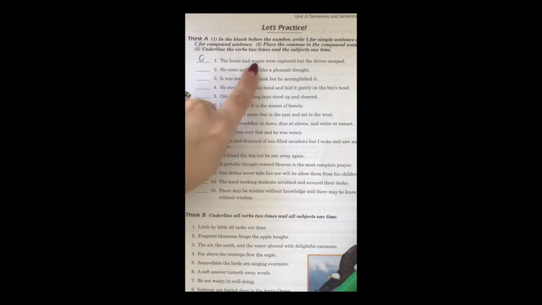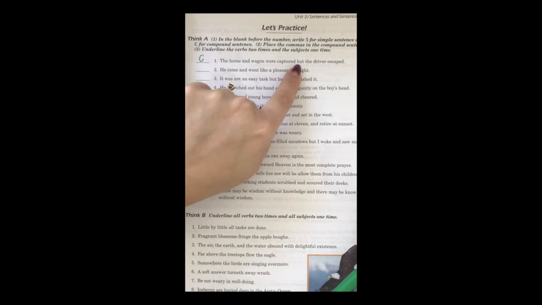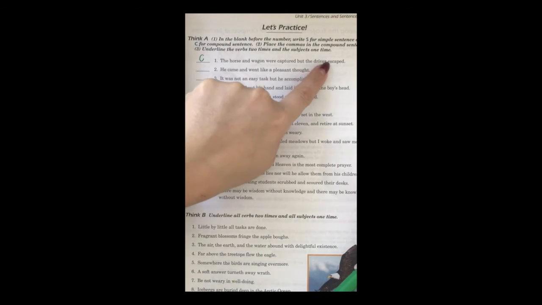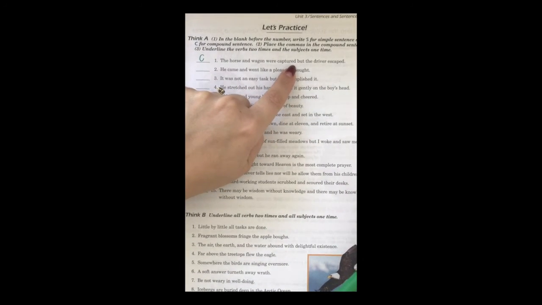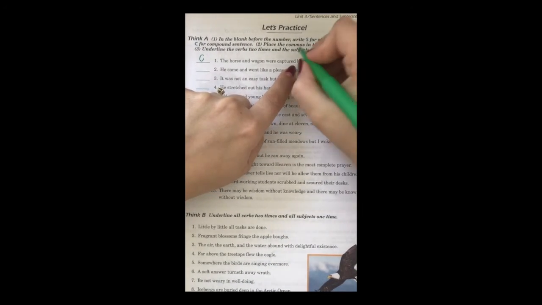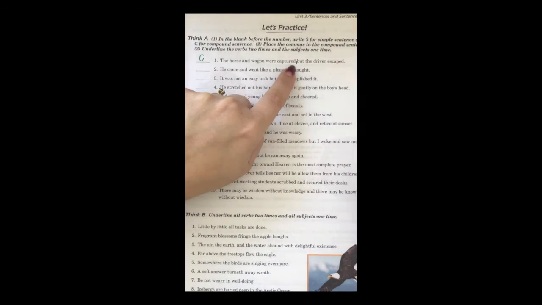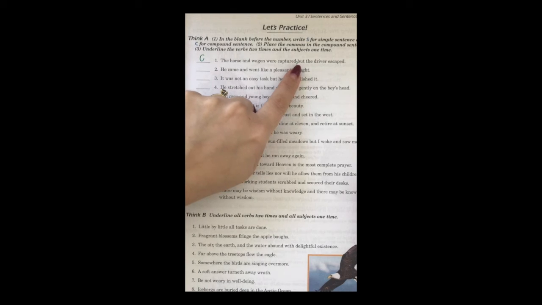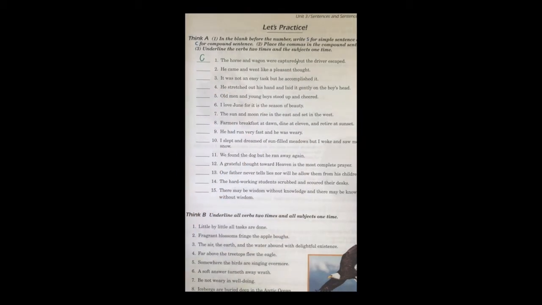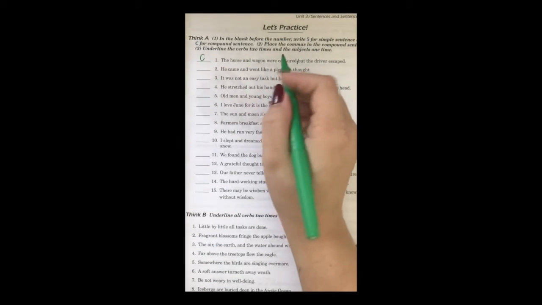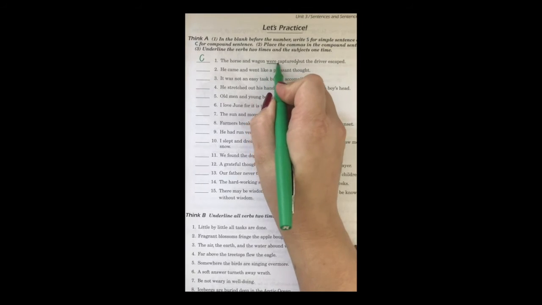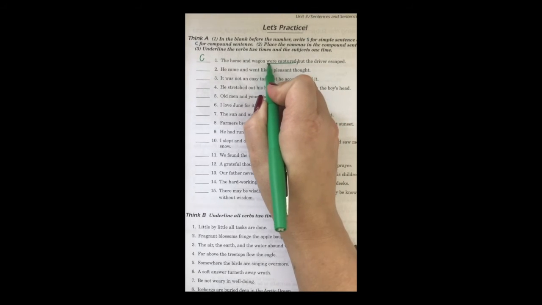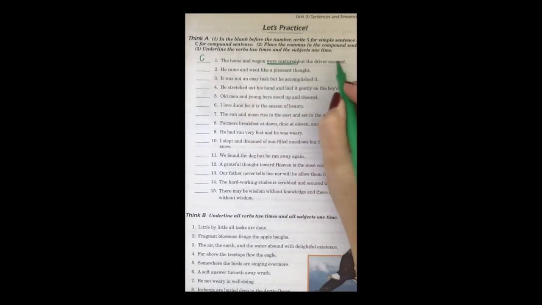What gives it away is over here, but the driver escaped. So that is where it's connecting another sentence. So you would place a comma right here, right before the but. Then you would underline the verbs 2 times and subjects once as we are used to doing. So we'll find the verbs, were captured, escaped.